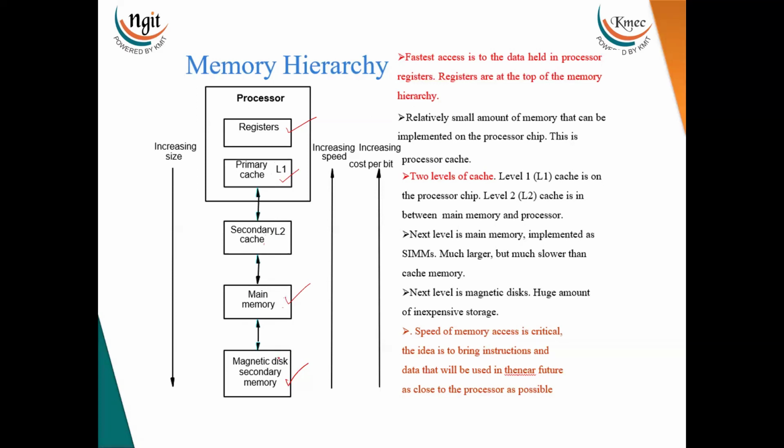If you see the size, going from the processor downward, the size is increasing, but the speed increases as we go upward, and the cost also. Cost is directly proportional to the speed. The magnetic devices have huge storage, but the cost is less, and the speed is also less. This is about the memory hierarchy.